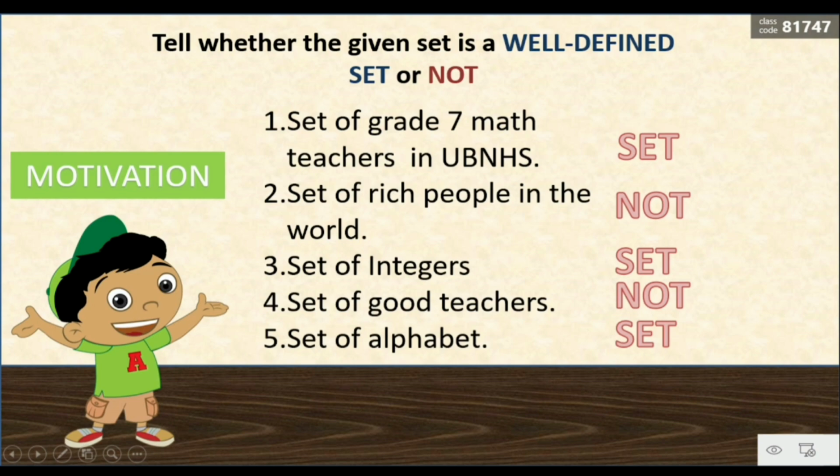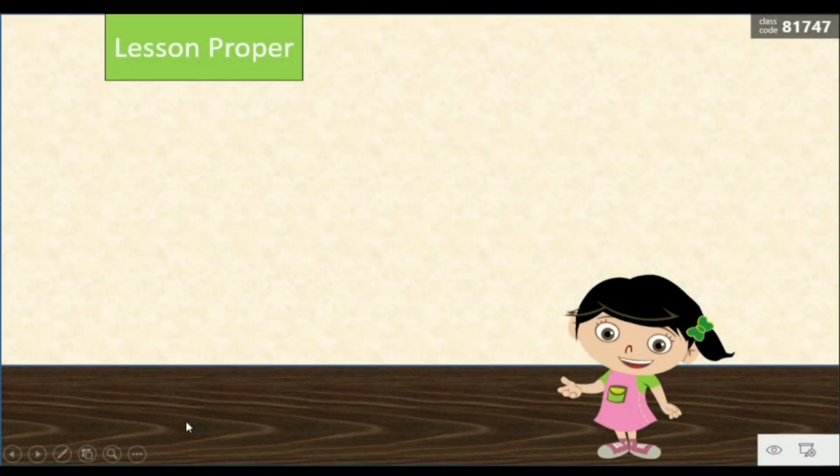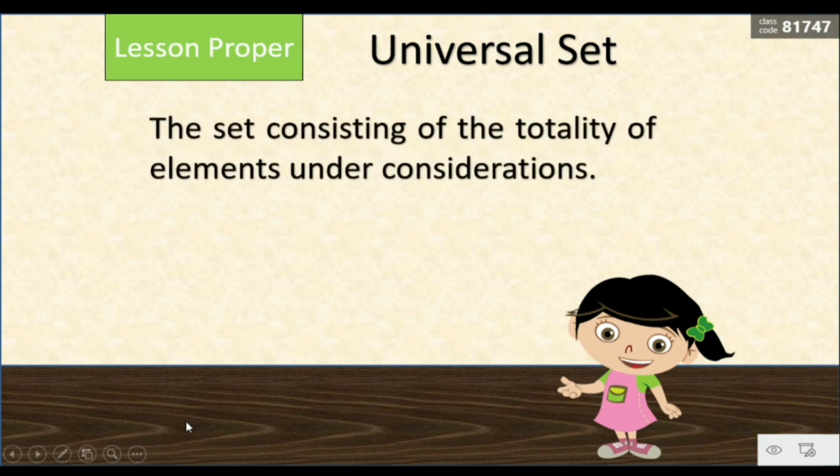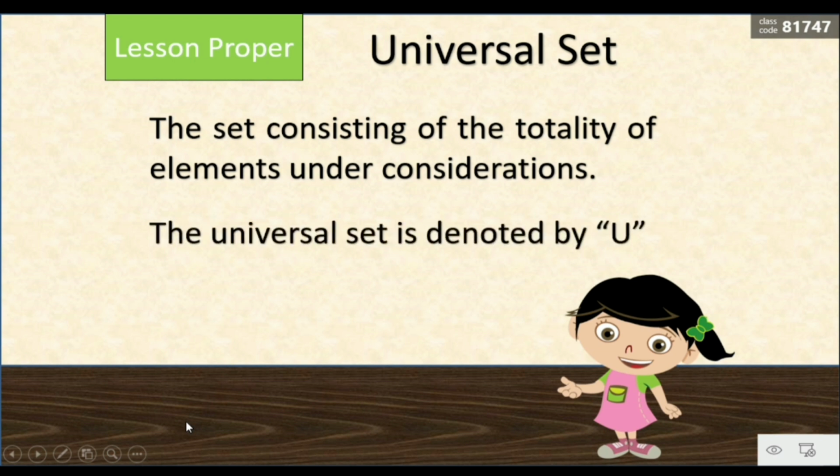Now let's proceed with our lesson. The topic that I'm going to discuss for today is all about the universal set. When we talk of the universal set, this is the set consisting of the totality of elements under consideration. The universal set is denoted by U.